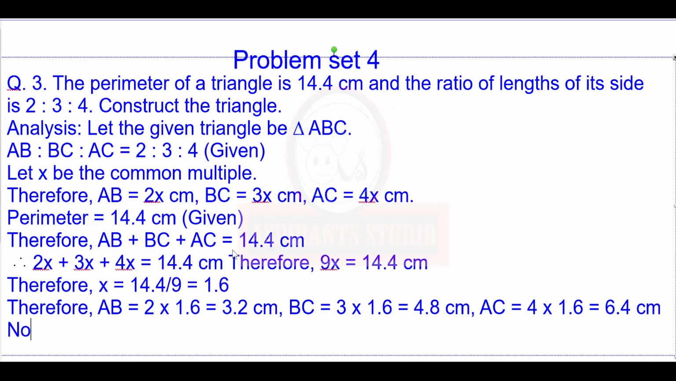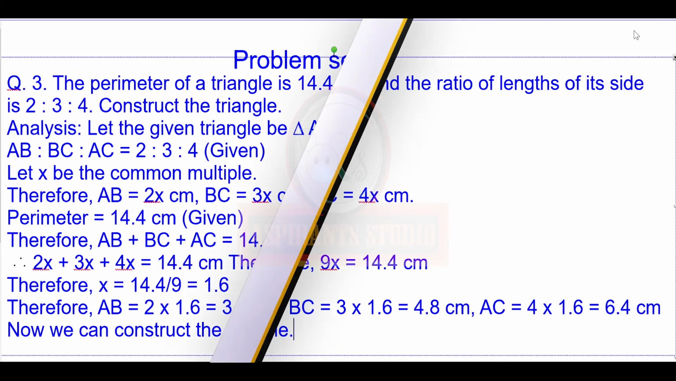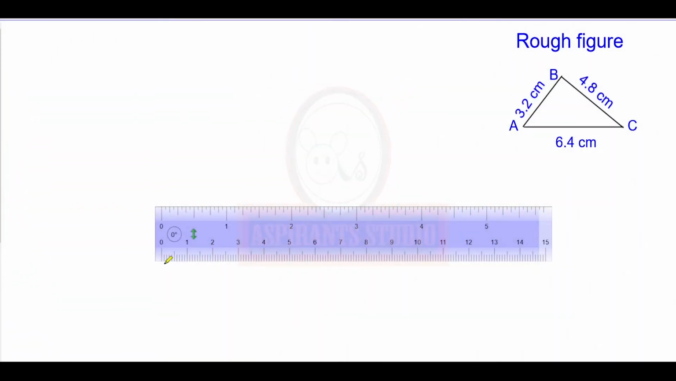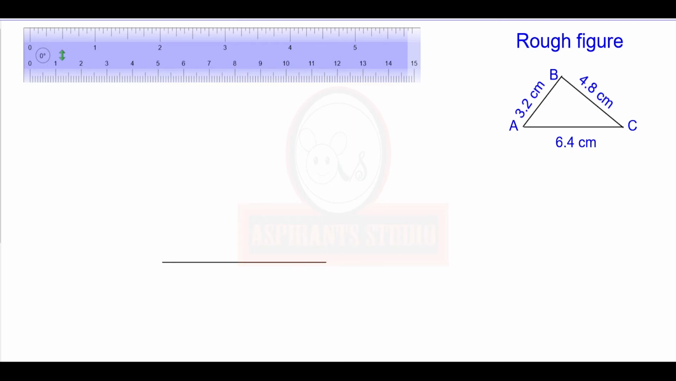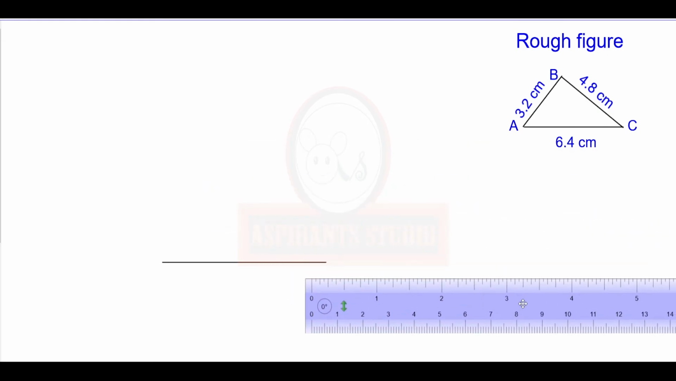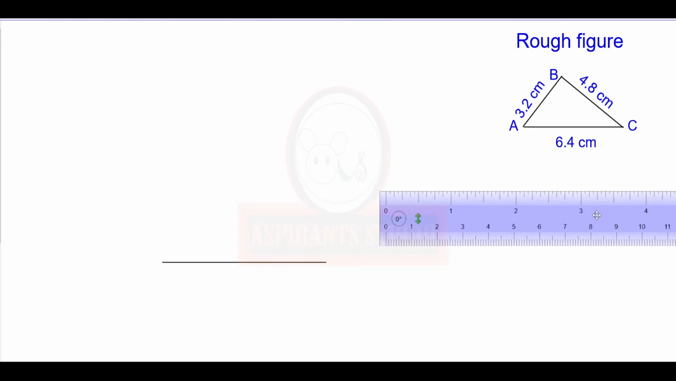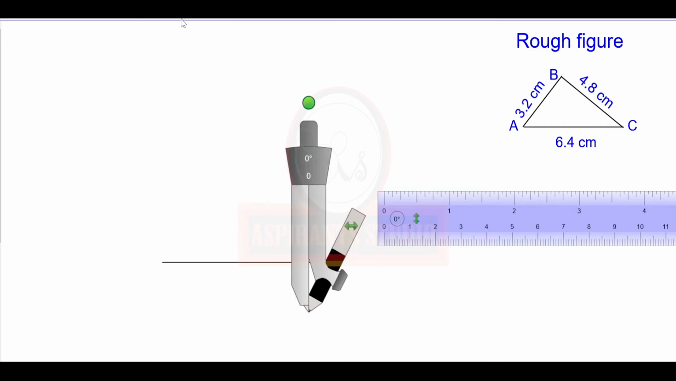Now you can construct triangle ABC. We know the values of AB, BC and AC. So we can construct the triangle. First of all, you have to draw the rough figure. I have taken AC as 6.4 centimeters, that I have taken as the base. Then AB is 3.2 centimeters and BC is 4.8 centimeters in the rough figure. So accordingly you have to draw the fair figure. We have drawn segment AC as 6.4 centimeters.